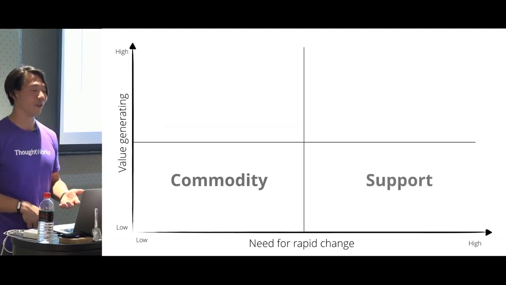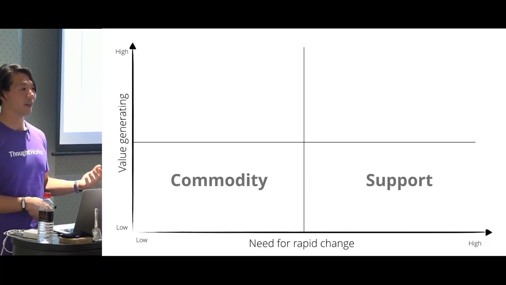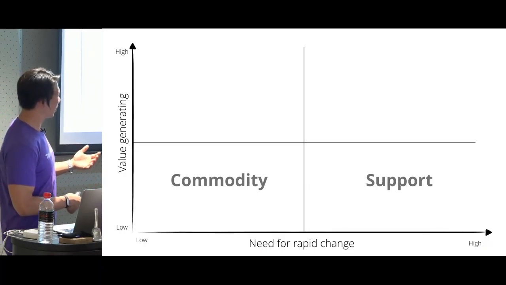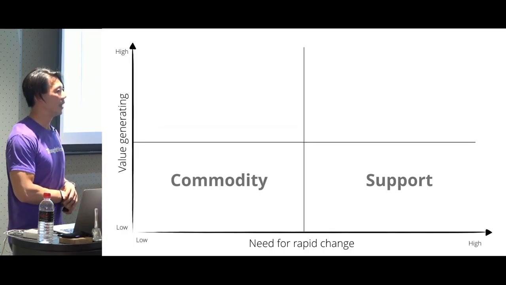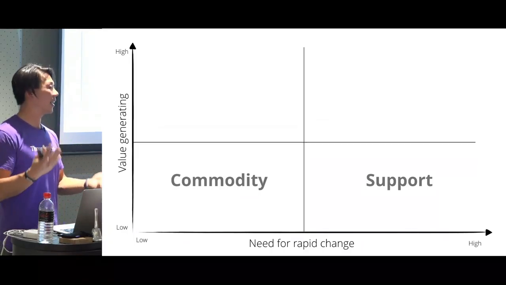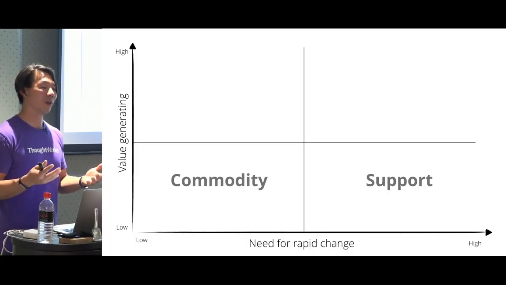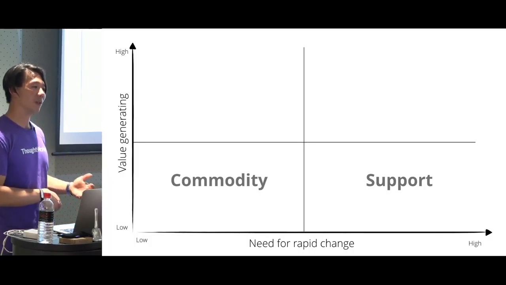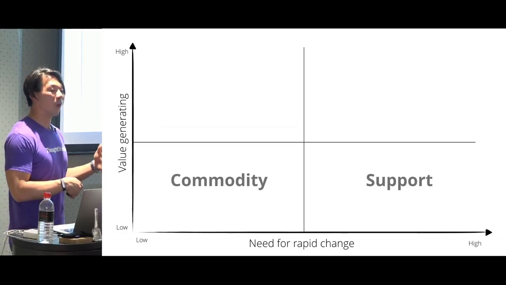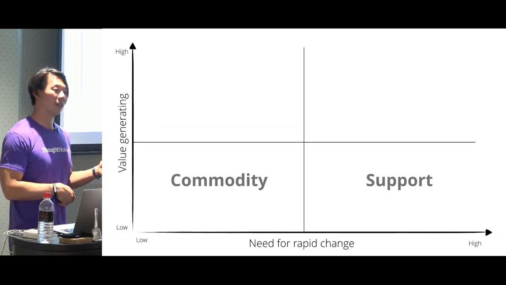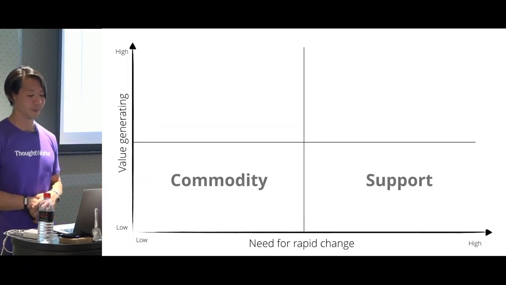For other types of software where we need some level of change, maybe it makes sense to still buy software but have some level of customization. For instance, you might use a ticketing system because it's important for you. It's not really a value-generating thing, it's a support type software, but you still need some customizations because you want a particular workflow, but it's not going to be a hugely changing type of system.